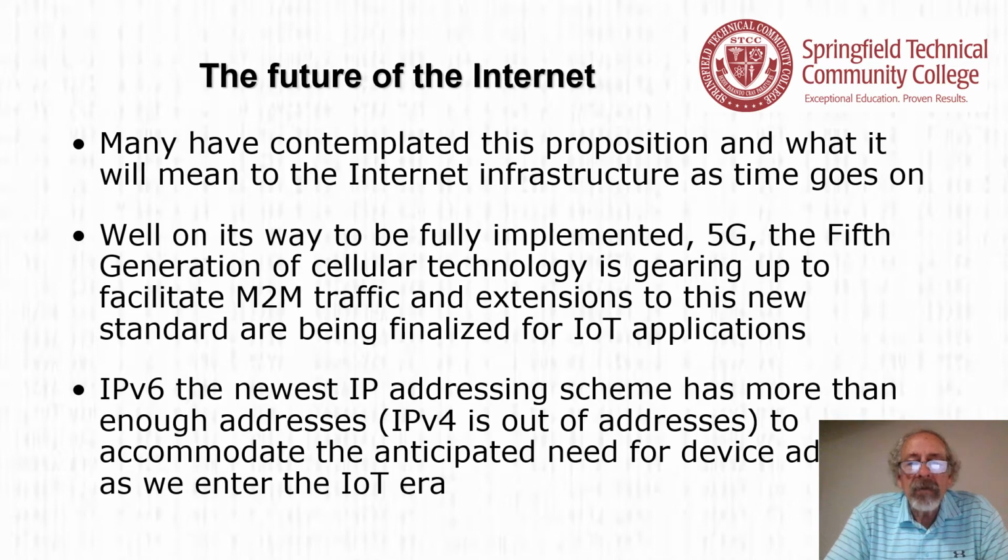And well on its way to be fully implemented, 5G, the fifth generation of cellular technology, is gearing up to facilitate M2M traffic, and extensions to this new standard are being finalized for IoT applications. They're supposed to happen this year and next year. IP version 6, the newest IP addressing scheme, has more than enough addresses. IP version 4 is out of addresses at this time to accommodate the anticipated need for device addresses as we enter the IoT era. So even if we have 1 trillion IoT devices, it turns out IP version 6 will take care of that.